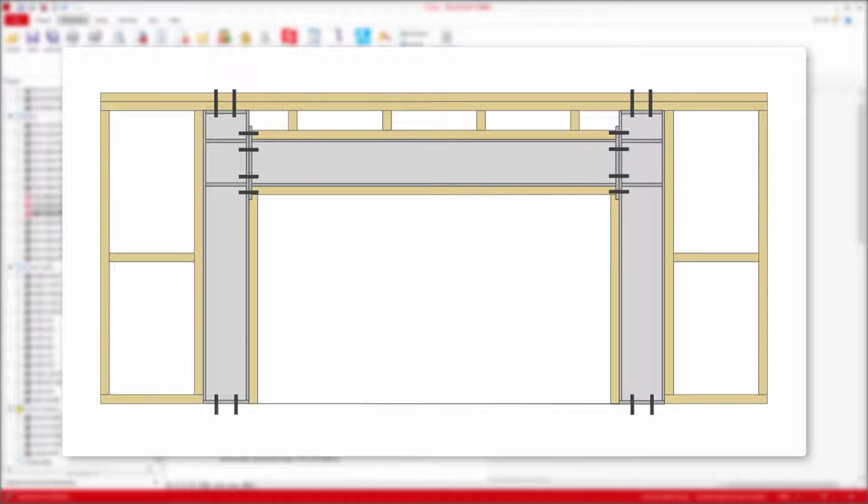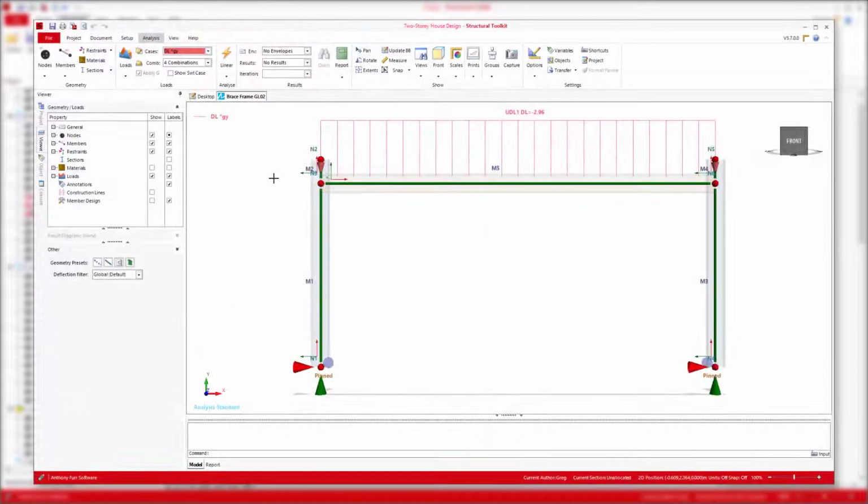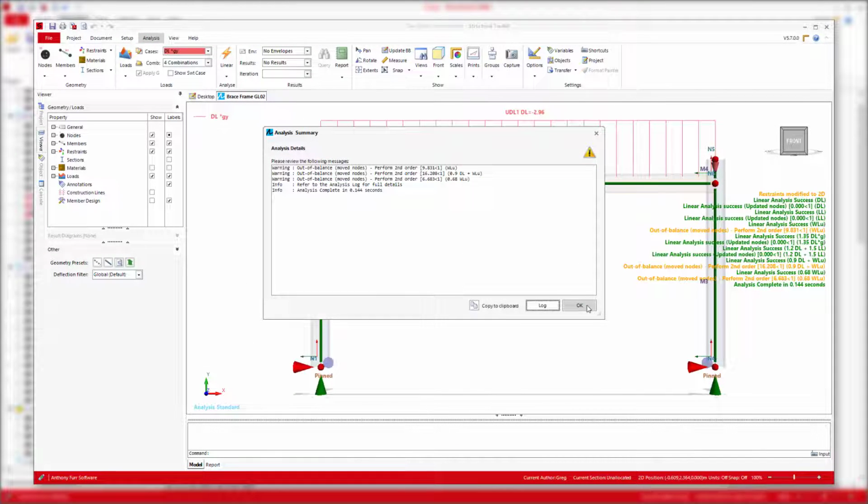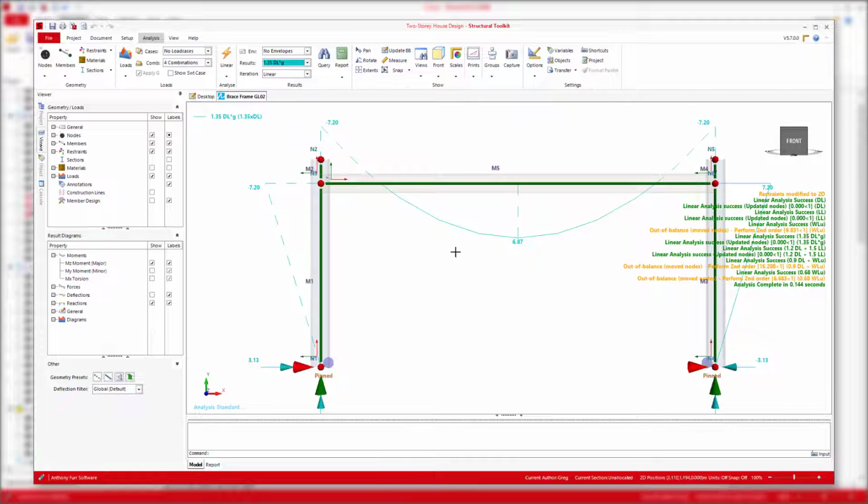In our next video we'll be going through designing a residential brace frame, where we will be using Structural Toolkit analysis together with some of the Toolkit design modules.